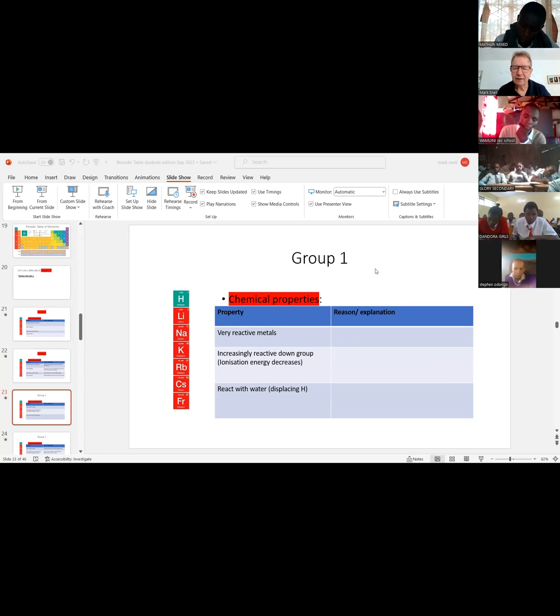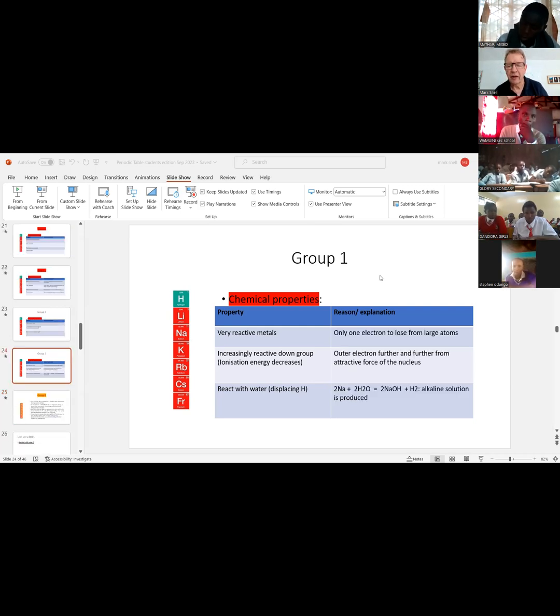So the reasons, well, it's easy really. When we look at the electron arrangement, lithium is 2,1, sodium 2,8,1, potassium 2,8,8,1. They've all got only one electron to lose. So they're very reactive because they only have one electron to lose. They become more reactive as you go down the group because the electron is getting further and further away from the nucleus. So the nucleus cannot hold it very well.